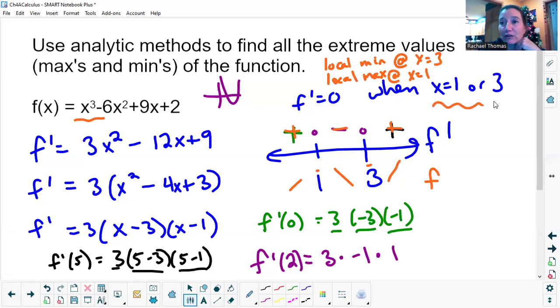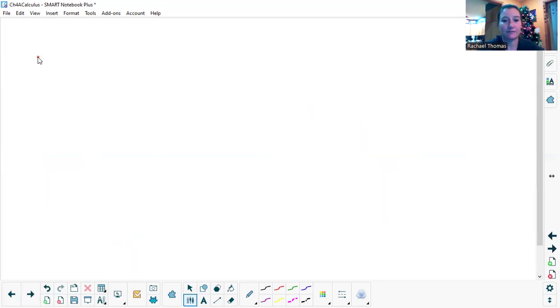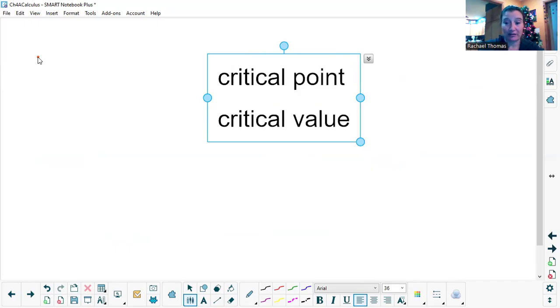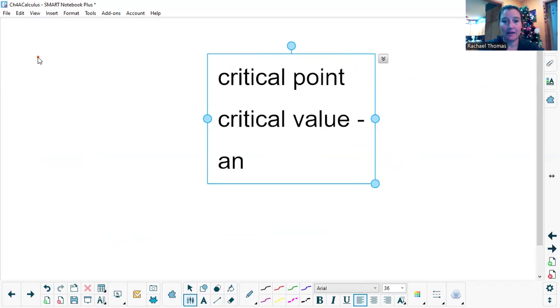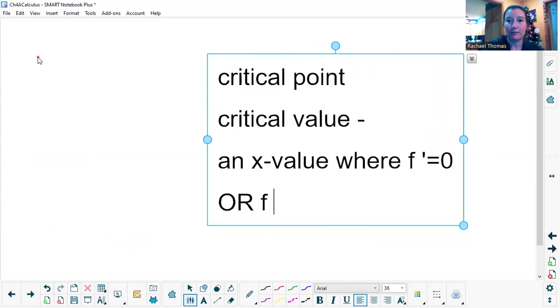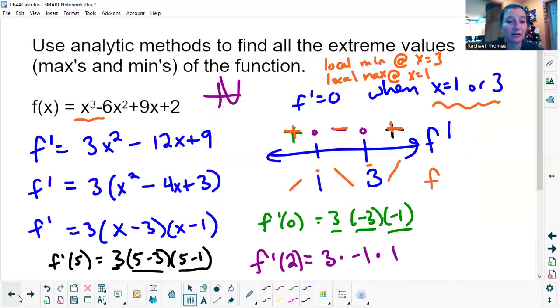These are what we call critical points, by the way. A critical point, there we go. A better word for that would be a critical value, because we're going to be talking about x values. Critical values are an x value where f prime equals 0 or f prime does not exist. Those are what we call critical points. And critical points are the only points that could potentially be maxes and mins, where maxes and mins could possibly occur. So I found my two critical values.